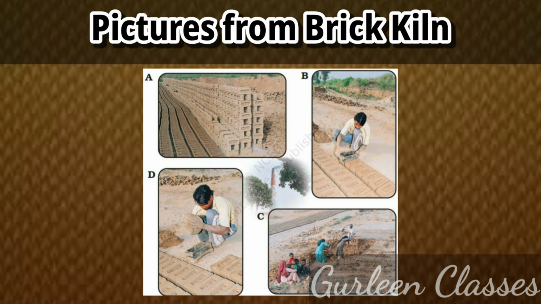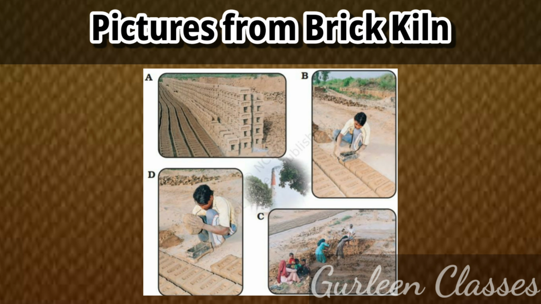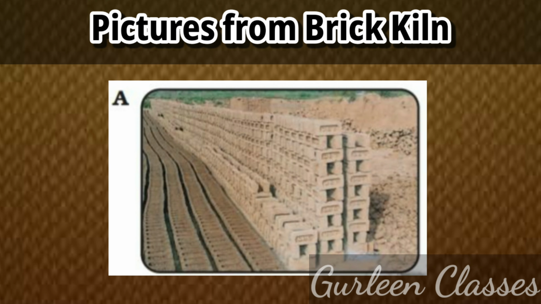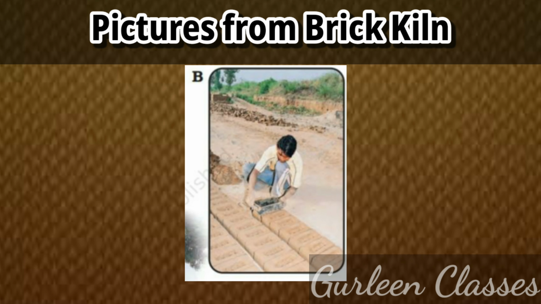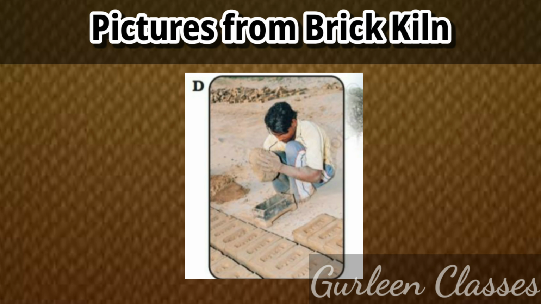Last topic for today, pictures from brick kiln. These pictures are from a brick kiln, meaning the place where bricks are made. So here are 4 pictures from the brick kiln. These pictures are jumbled up. Look at them carefully. In picture A, bricks are kept in a line. In picture B, what are they doing? They are taking bricks out. In picture D, what are they doing? Putting clay to give the shape of a brick.